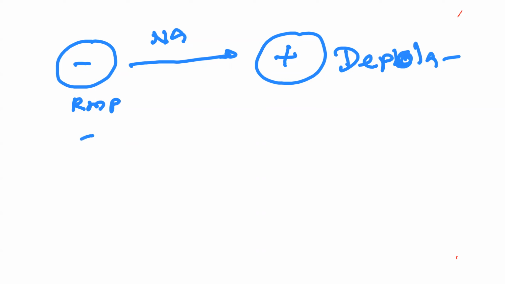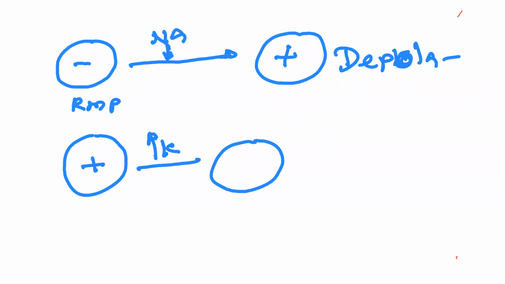Then the positive cells: sodium comes in, then potassium goes out. Cells convert back into negative, called repolarization.